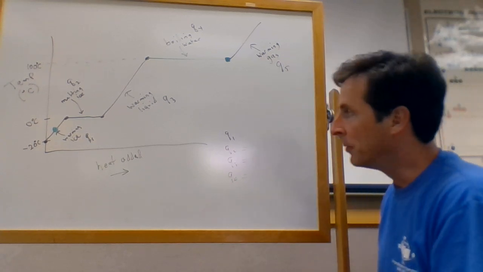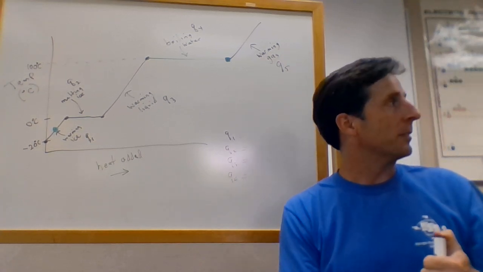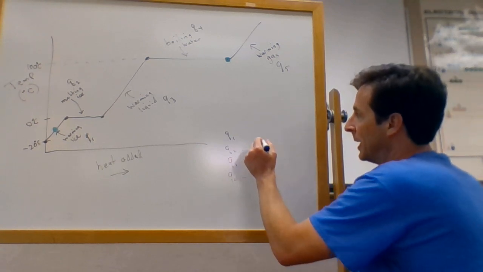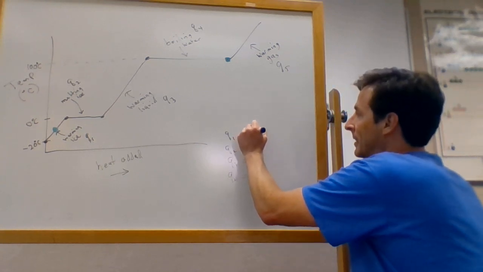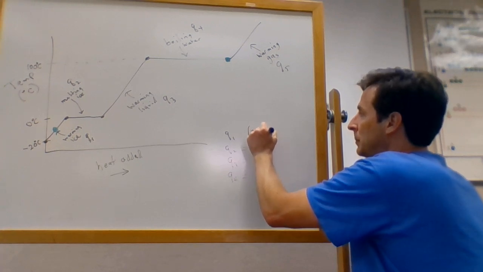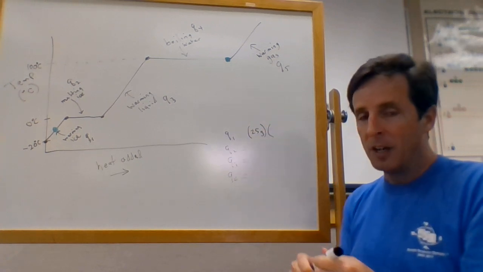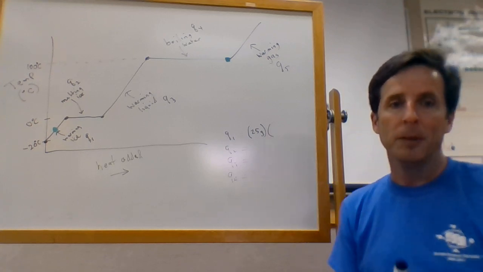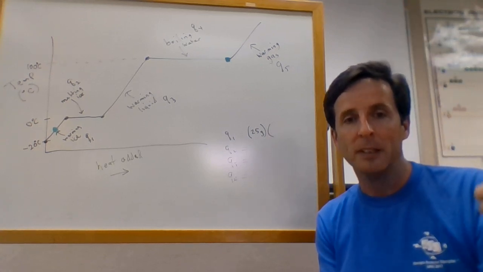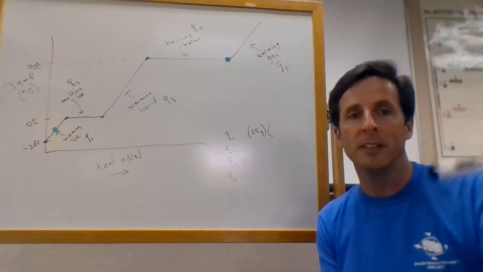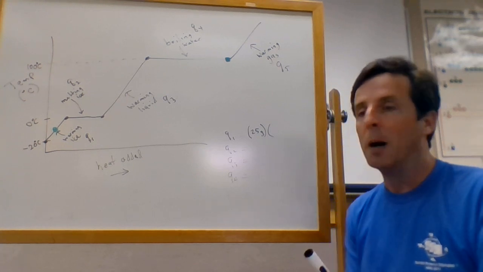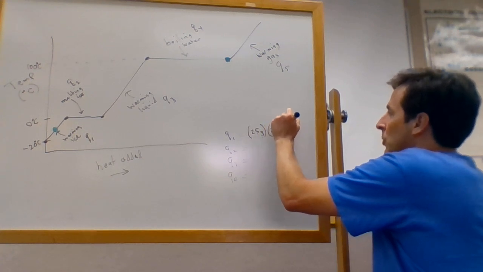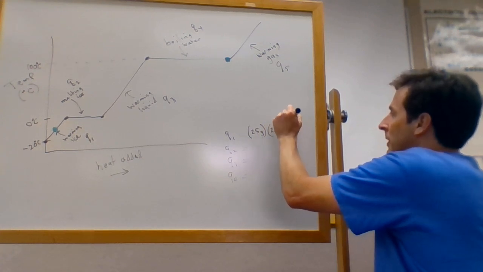Okay, so the problem said it was 25 grams of ice starting at -10. So Q1 is going to be MC delta T. The mass is 25 grams. The specific heat of ice is not the same as water. You have to look that up. If you look in the appendix B, the specific heat of ice is 2.092. So I'm going to plug that in right here, joules per gram per degree Celsius.